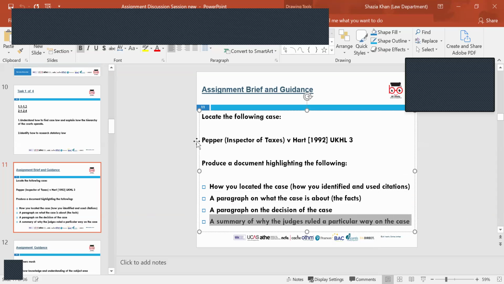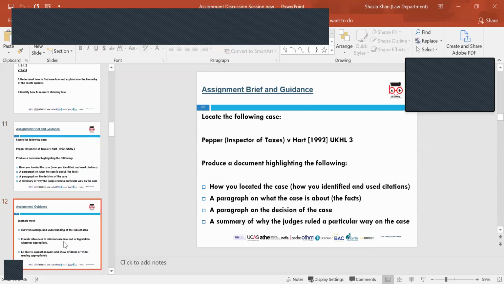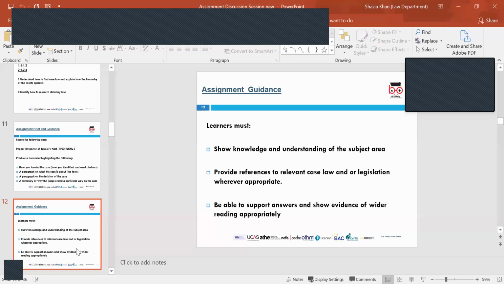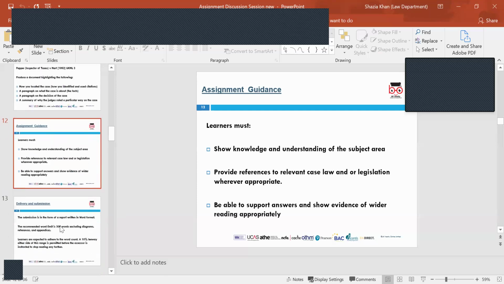So this needs to be located for this case, Pepper and Hart, 1992, and you need to produce a document with all this information on. There are 4 parts to it. You need to make sure that learners show knowledge and understanding of the subject area, provide references to relevant case law and legislation wherever appropriate, and be able to support answers and show evidence of wider reading appropriately.